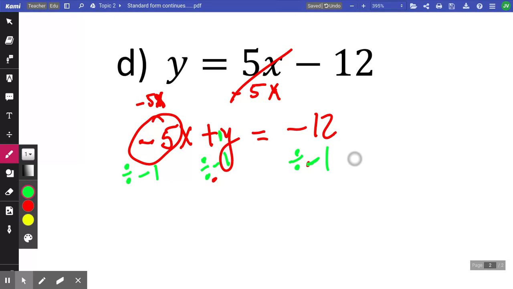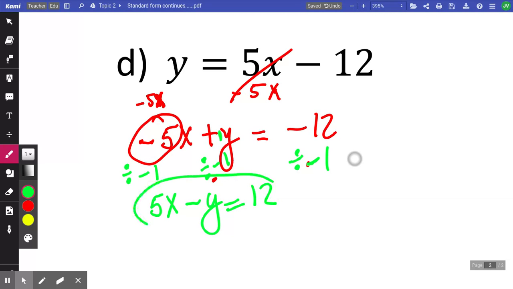Now, since negative divided by negative is positive, you have 5x there. Positive divided by negative is negative, so you have negative y there. And then you have positive 12 on the other side. This is it. If you have any questions, please let me know.